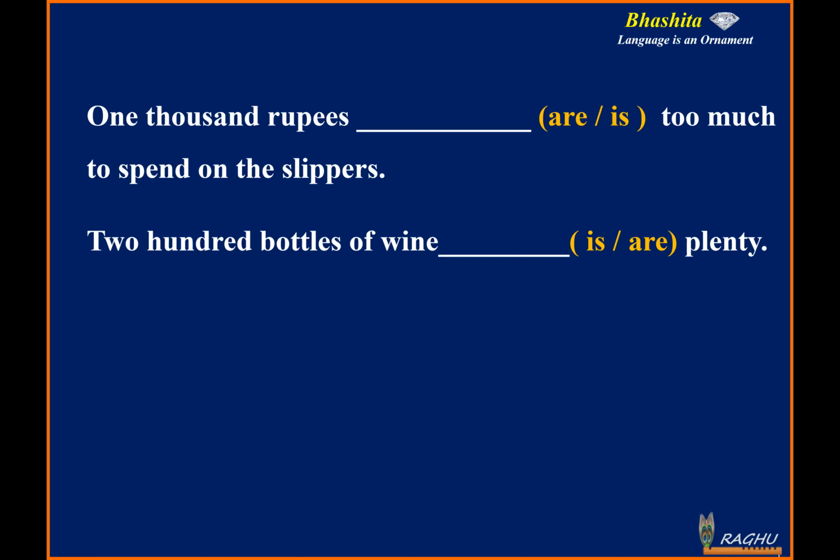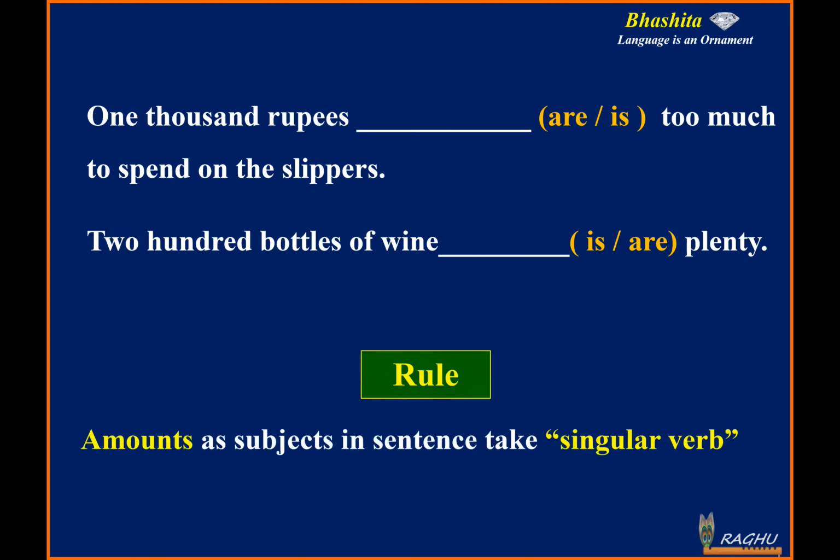It is very easy if you know the rule. So let us focus on the rule. After that, we'll find the right option for them. So what is the rule, my dear students? What is the rule I have given? Amounts which are acting as a subject in a sentence, they always take singular verb.